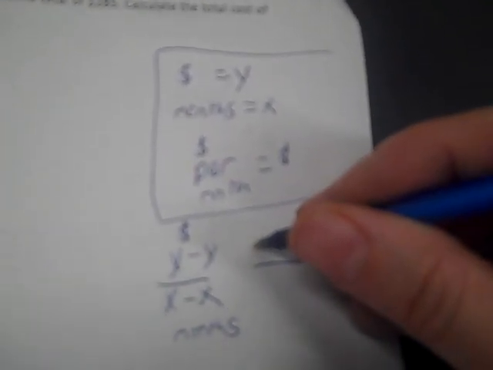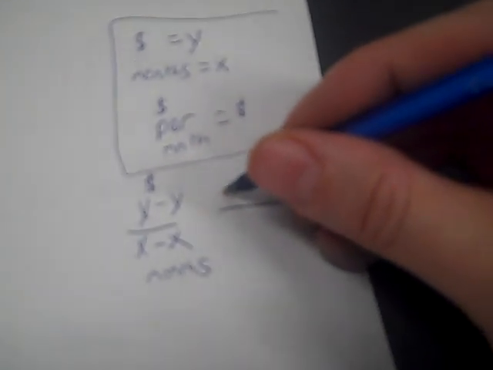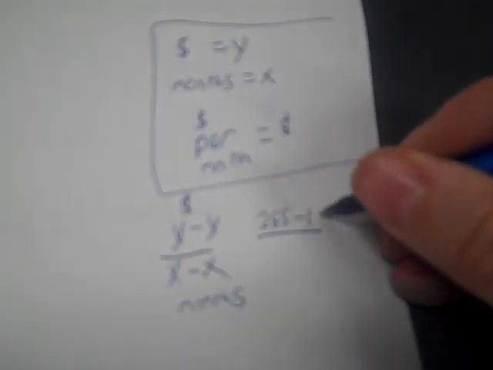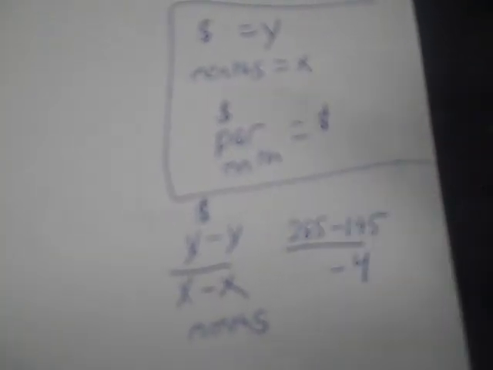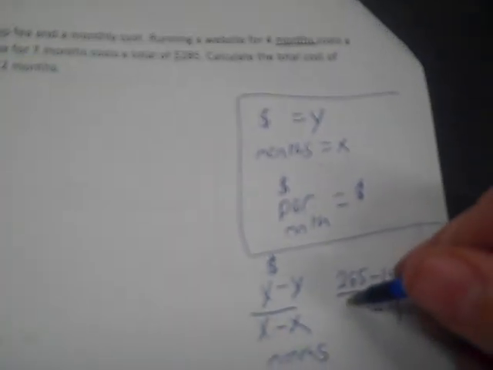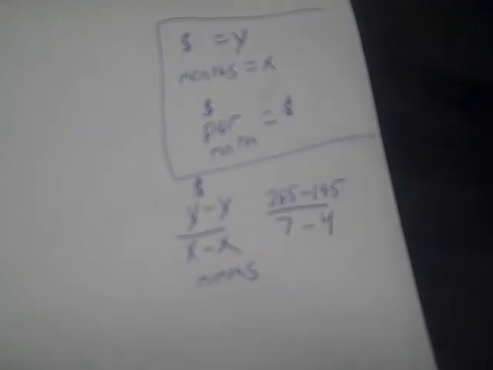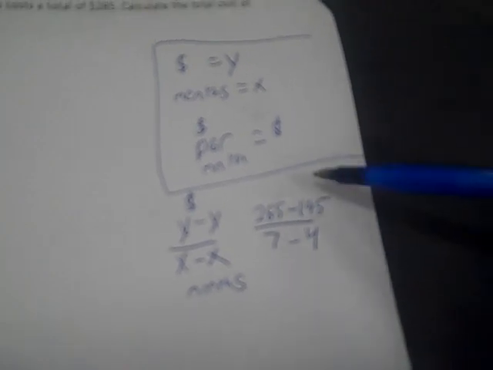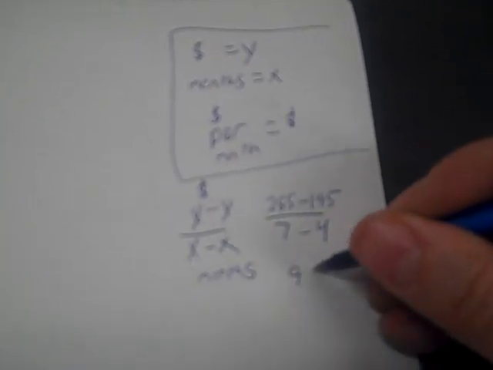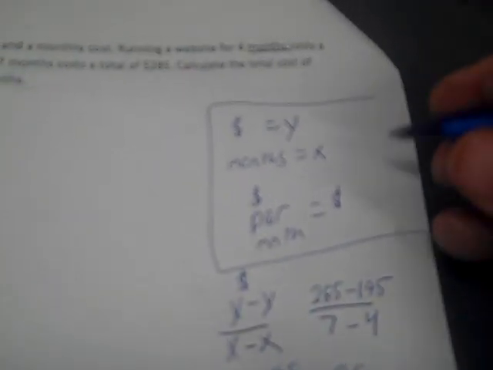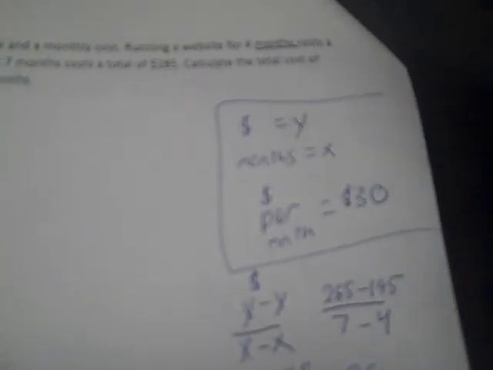Okay, so the dollars go from 195 to 285, and you can put those in any order. If you want to go 285 minus 195, that's fine. You can also go the other way. But 4 months has to be below the 195, remember that. And 7 months is below the 285, because that's what it goes with. If you want to arrange them differently, that's fine. You'll just end up with a negative divided by a negative, which is the same thing. So I subtract there, and that's 90, and that's 3. So 90 divided by 3 is 30, and I've found the dollars per month.